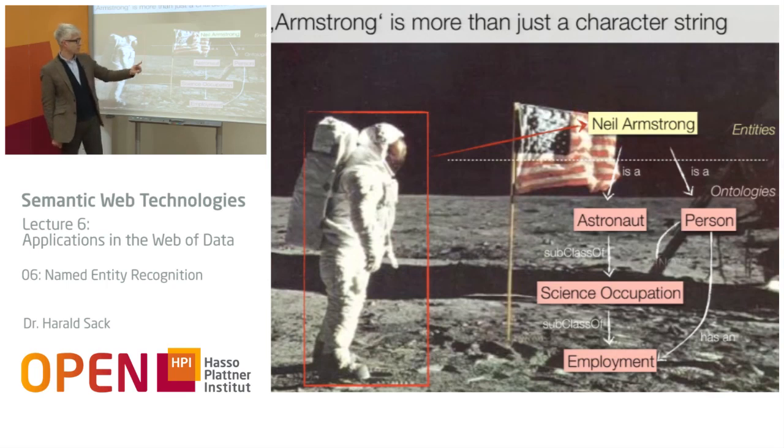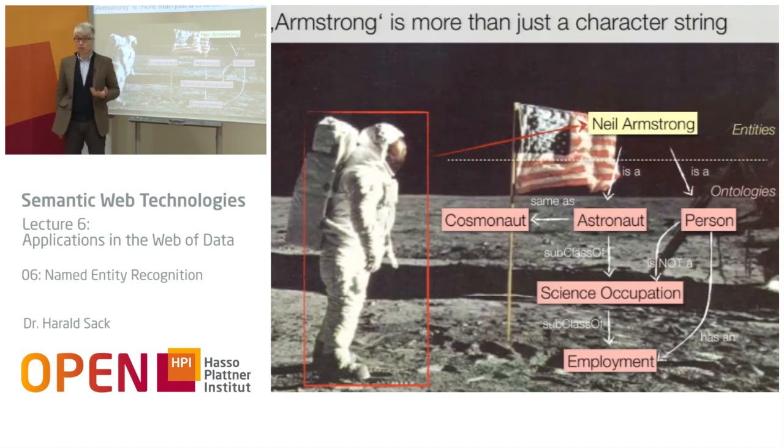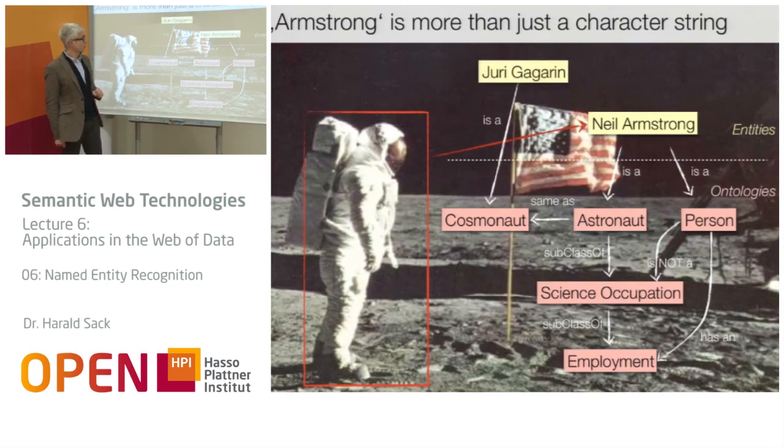We know, for example, that a person is not the same as a science occupation. And on the other hand, we can also say that an astronaut is the same as a cosmonaut, which is the Russian or Eastern expression for an astronaut. And for example, we have one very famous astronaut from Russia, Yuri Gagarin, and then because we know the classes here are related somehow, we can also deduce relations among the entities that the classes refer to. So this is the knowledge.